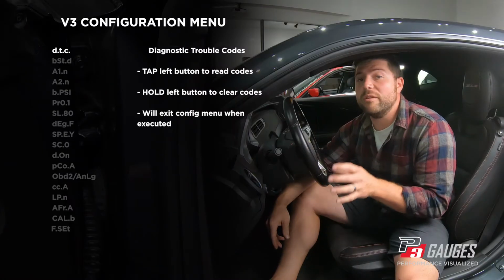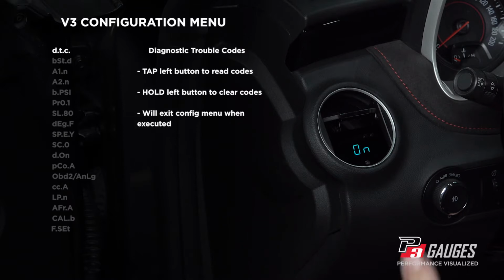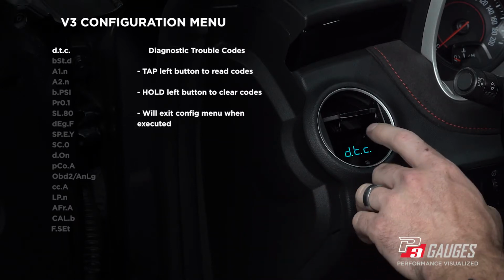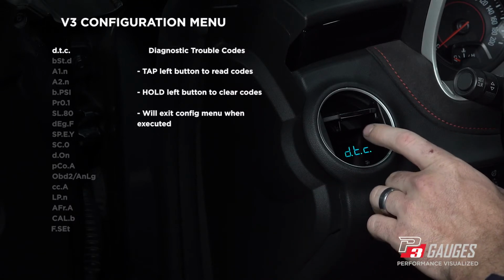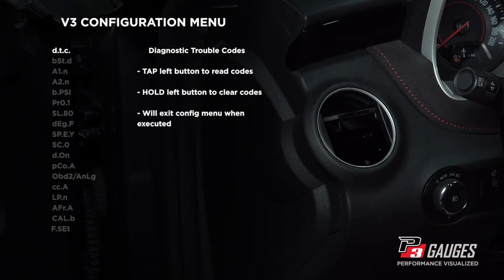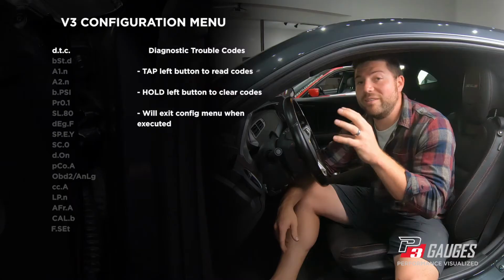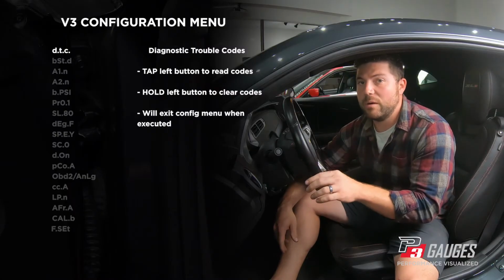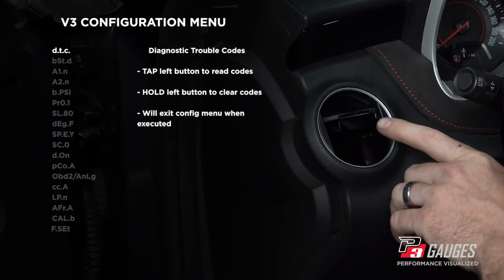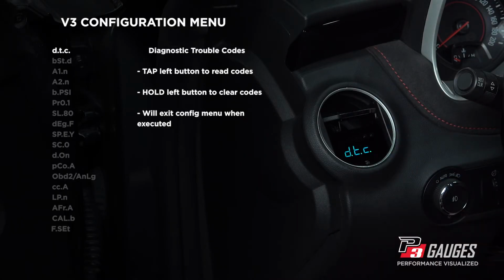If you have codes and you want to clear them, you would tap the left button and it's going to read you the codes. If we want to clear the codes, we will hold the left button down and it'll say hold. You'll keep holding until that disappears. Then you'll see some dots go across the screen and then it says CLRD for cleared. That's also going to exit you out of the config menu anytime you clear codes. So let's go ahead and hold both buttons to jump back in. Config. And so we've got DTC. We've gone over our first setting.